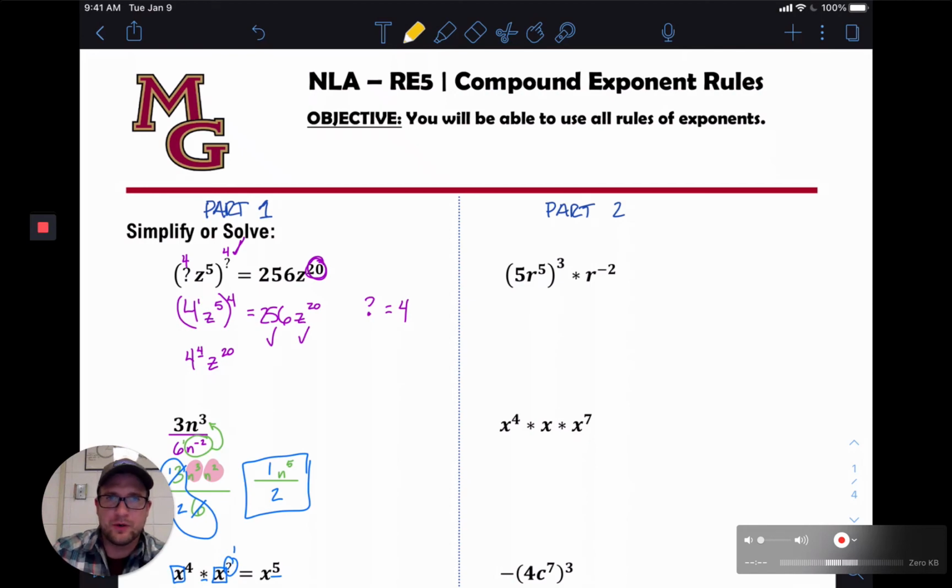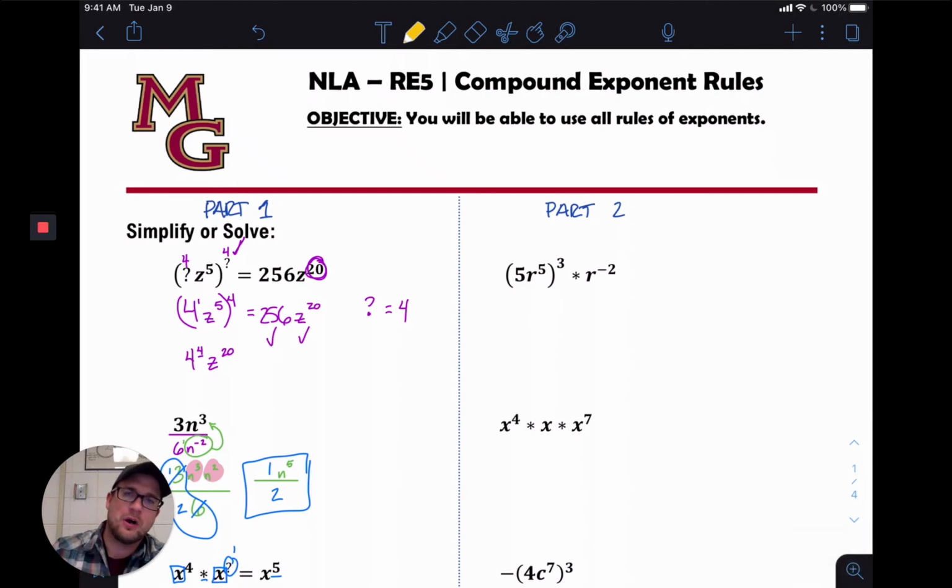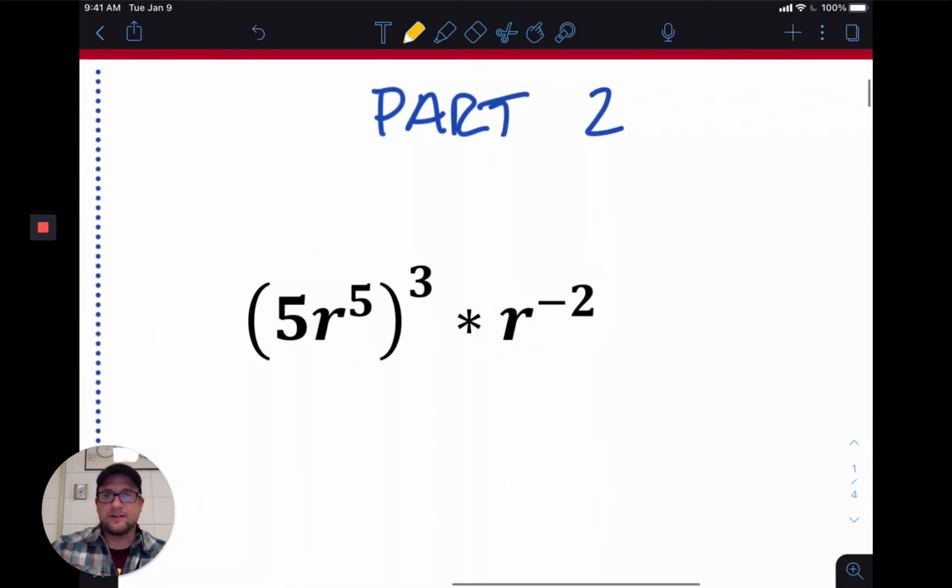Welcome back, everybody. We're going to talk about part 2 of RE5, Compound Exponent Rules. Again, part 2 is just a continuation of part 1, where we are going to tackle the other half of the problems. This is an optional video, so if you feel like you have enough practice and you know what you're talking about, you can move on to the homework at that point. Otherwise, stay here and we'll keep working through some problems and get you some more practice.